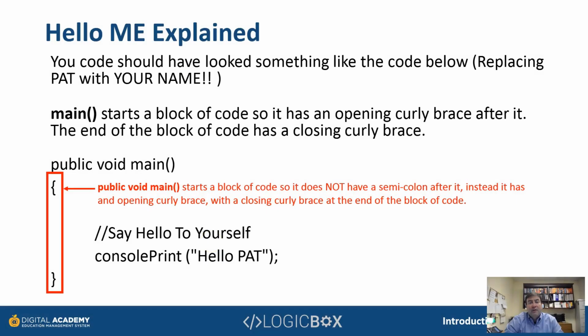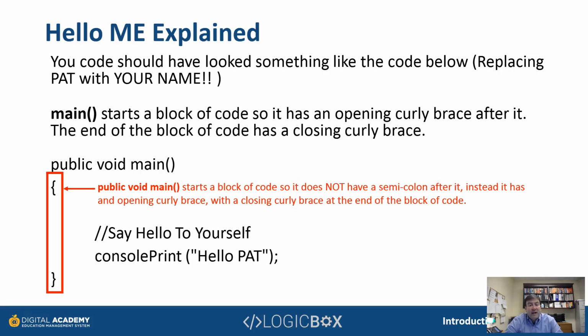Welcome back. Your completed code should have looked something like this. The first thing you needed to do was create the main method. As we discussed before, the syntax for that is public void main and then an opening parenthesis and a closing parenthesis. If you don't remember that, go back and watch the previous video.